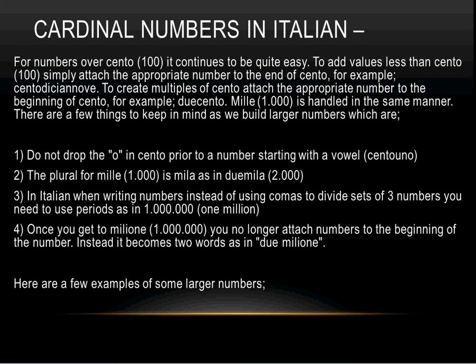The second thing is the plural for mille, 1,000 in Italian, is mila, as in 2000. So we have mille, but we have 2000. Also in Italian, when writing numbers, instead of using commas to divide sets of 3 numbers, you need to use periods, as in 1.000.000. Okay. And finally, once you get to milione, you no longer attach numbers to the beginning of the number. Instead, it becomes 2 words, as in 2.000.000.